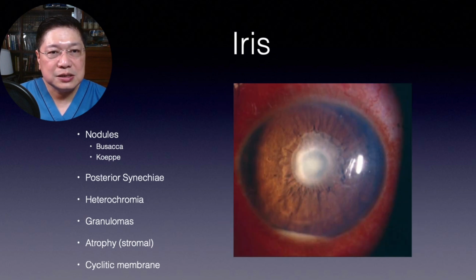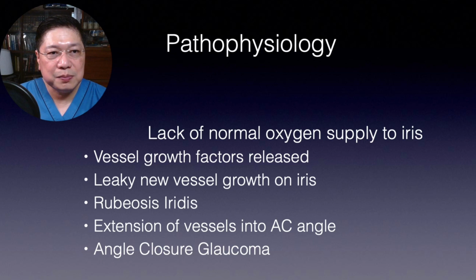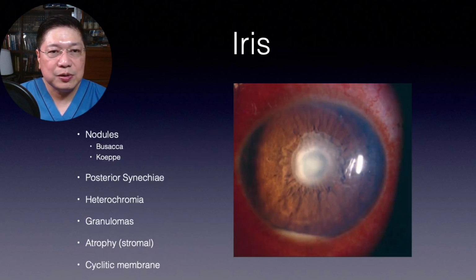And this is a cyclitic membrane. A cyclitic membrane basically plugs the connection between your anterior chamber and your posterior chamber. And if this persists, pressure will build up and you will go into a full-blown closed angle glaucoma.